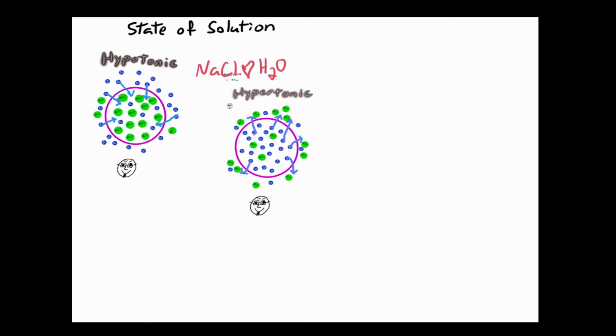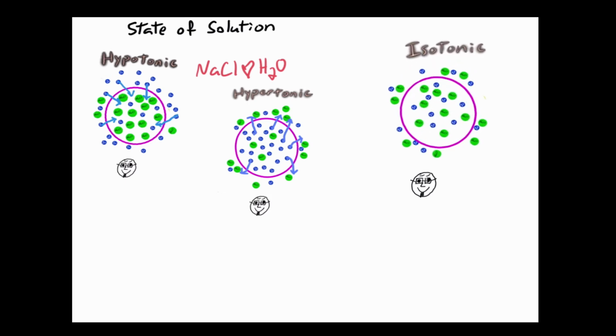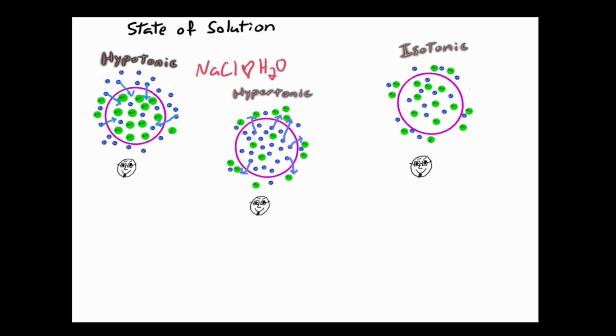And lastly, we've got the isotonic solution. An isotonic solution is when there's a roughly equal amount of salt and water on the outside as on the inside. So that state is basically going to be roughly the same amount flowing out as flowing in. And that's called dynamic equilibrium.